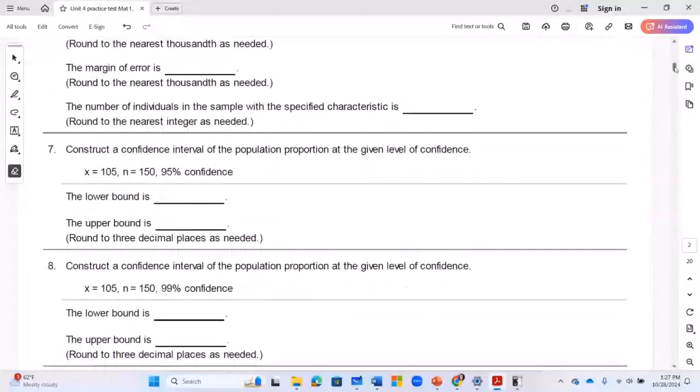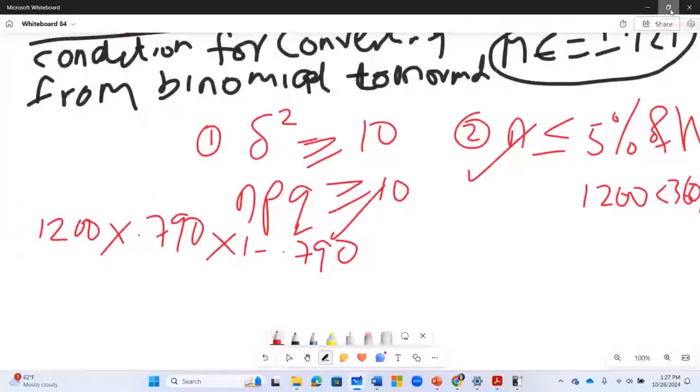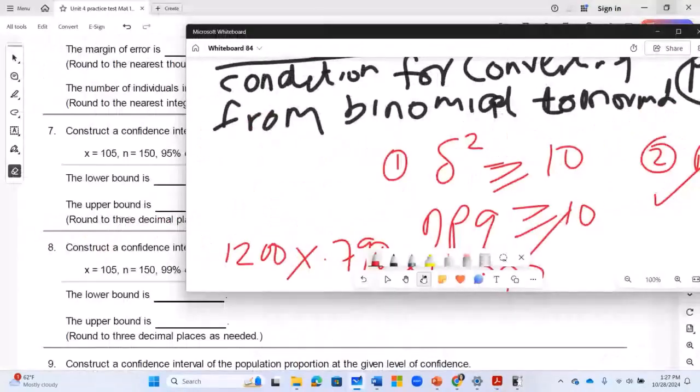Construct a confidence interval of a population proportion at the given level of confidence. So I am given the confidence interval. Let me pull up the problem, and then I'm going to minimize it, and then grab this and move it up.